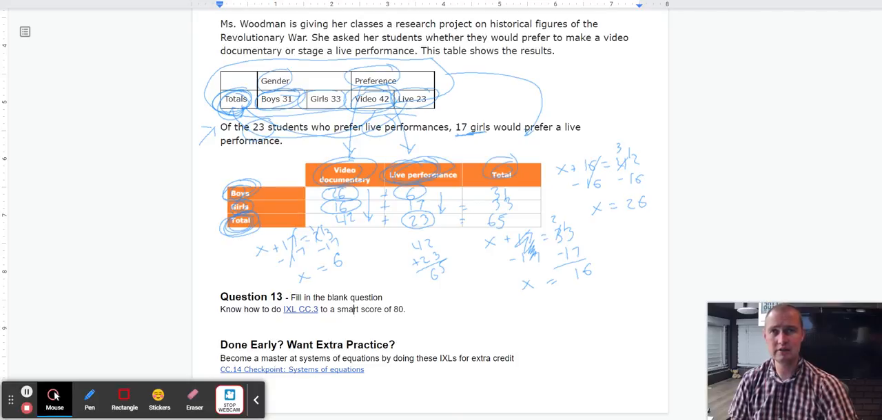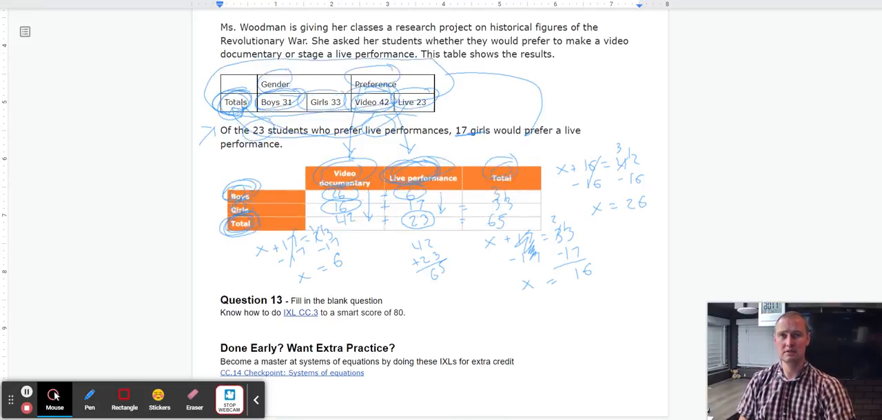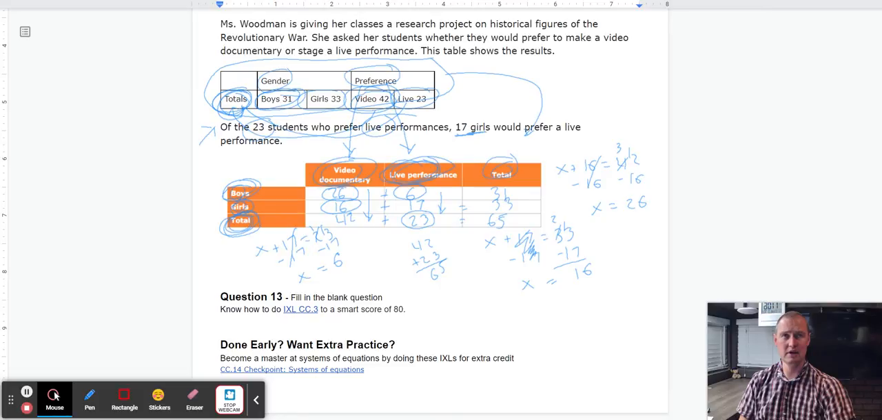If you're done early and you just want to be like a math champion, you can become a master at systems of equations by doing these IXLs for extra credit. Take a look at CC14. Besides that, it looks like you guys are ready to go for the test.